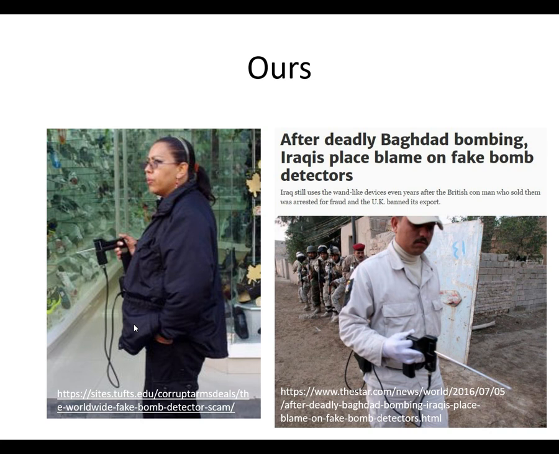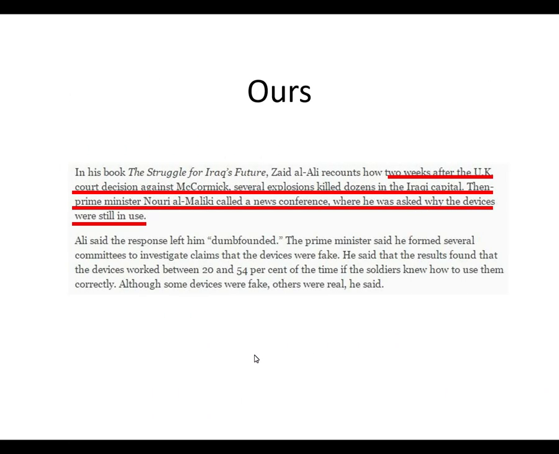Now, the first tests showing that the devices were useless were published in 1999. The sale of the devices was banned by the United Kingdom in 2010, and the final convictions of the scammers occurred in 2013 or 2014. So why were these devices being used in Iraq's capital in 2016? Two weeks after the United Kingdom court decision against McCormick, several explosions killed dozens in the Iraqi capital. Then Prime Minister Nouri al-Maliki called a news conference where he was asked why the devices were still in use.